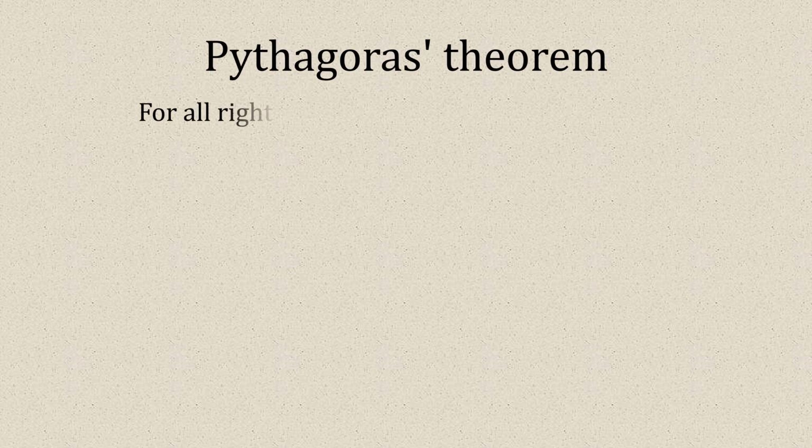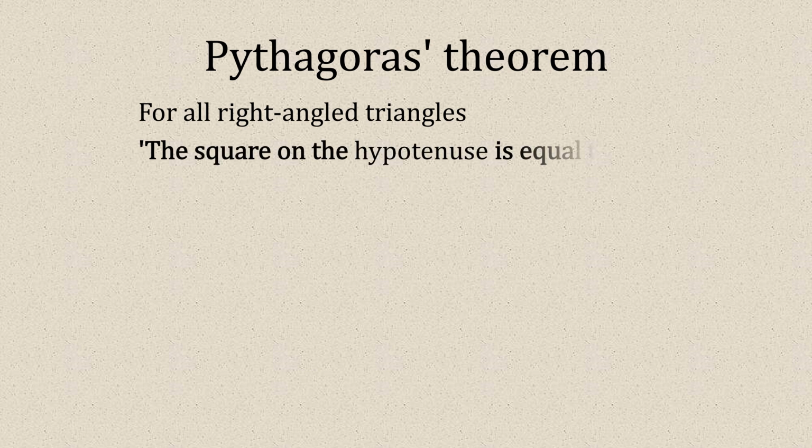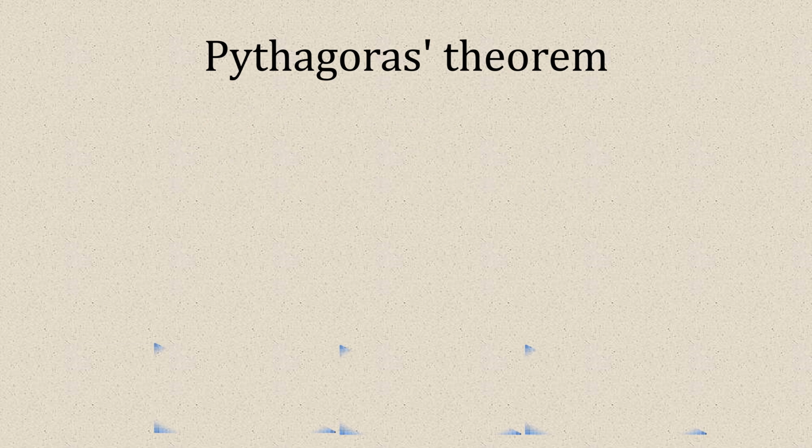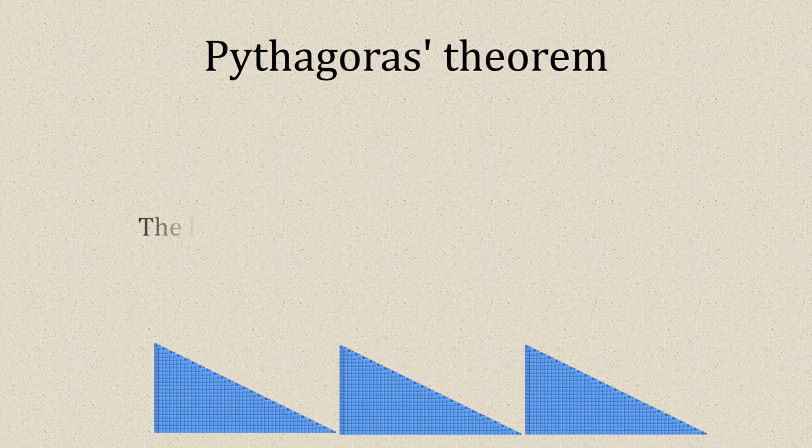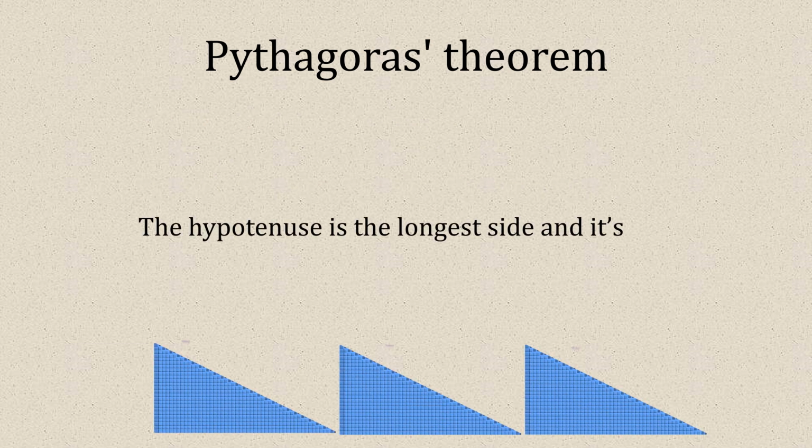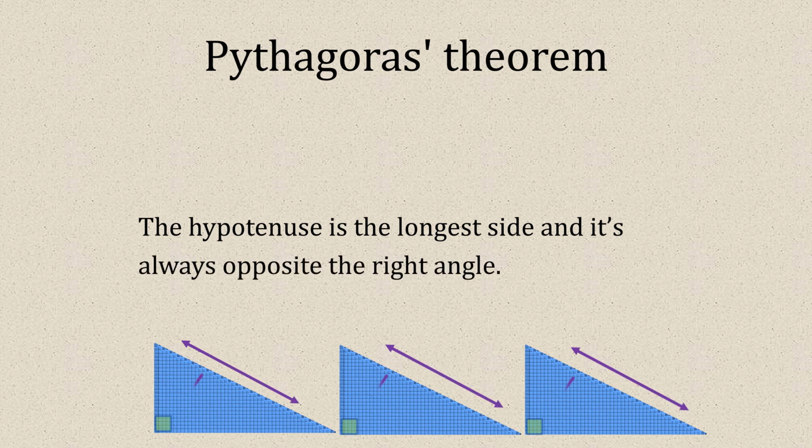Pythagoras' theorem. For all right-angled triangles, the square on the hypotenuse is equal to the sum of the squares on the other two sides. Right, we're going to have a look at that. Now the hypotenuse is the longest side on the triangle and it's always opposite the right angle.